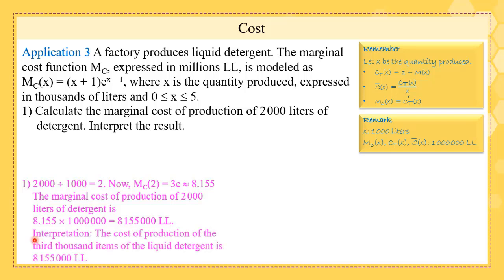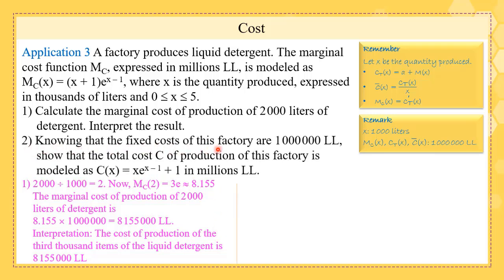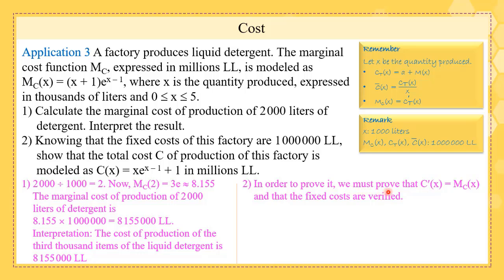8,155,000 lira Lebanese. 2. Knowing that the fixed costs of this factory are 1 million lira Lebanese, show that the total cost C of production of this factory is modeled as C of x equals x e power x minus 1 plus 1 in millions lira Lebanese. In order to prove it, we must prove that C prime of x equals MC of x and that the fixed costs are verified.